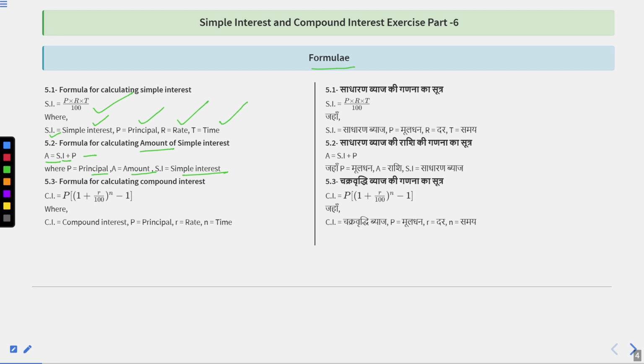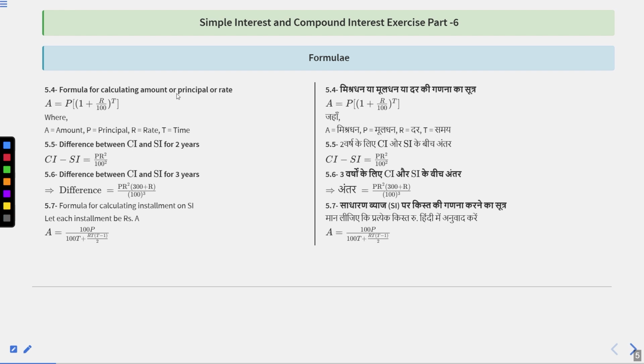So how can we calculate the compound interest? The formula will be compound interest equals P into, in the bracket, 1 plus R upon 100 to the power n, minus 1. Here CI equals compound interest, P equals principal, R equals rate of interest and n equals time.